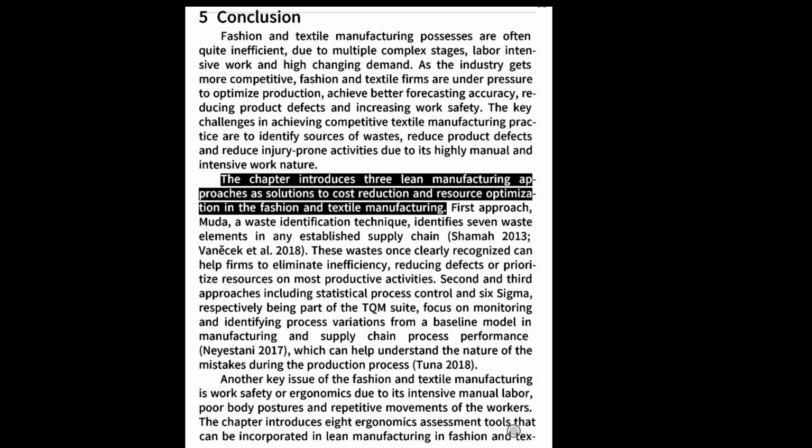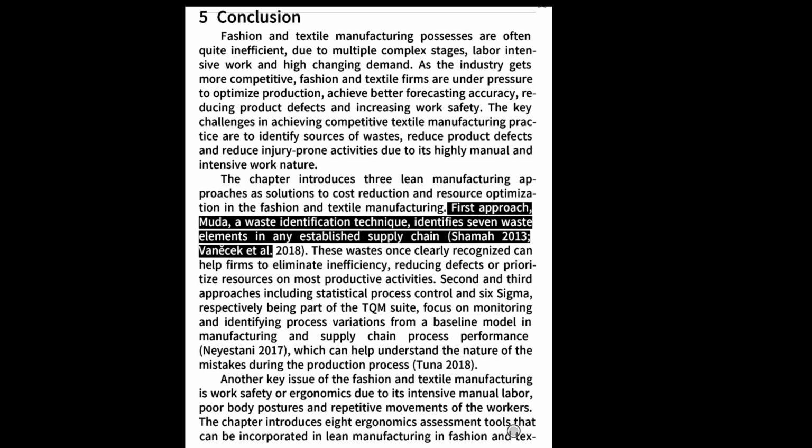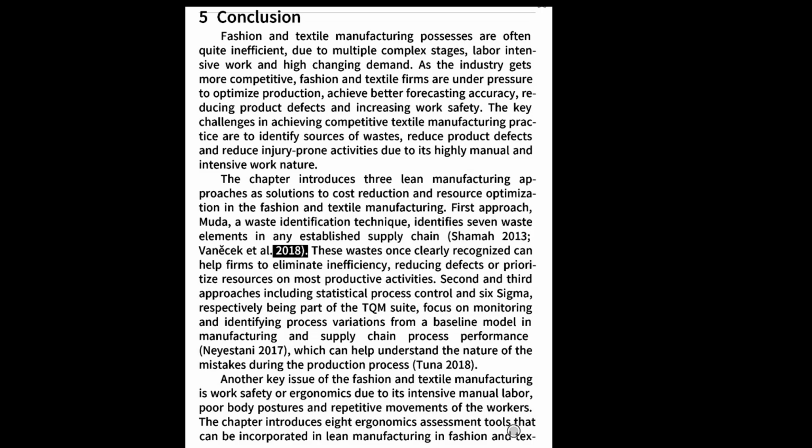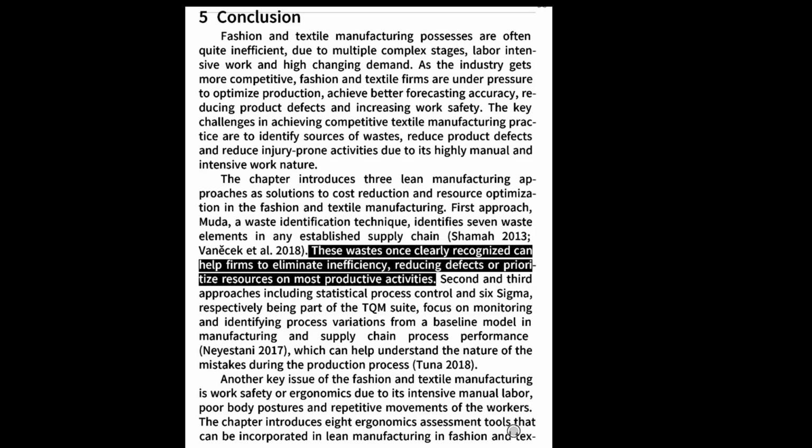The chapter introduces 3 lean manufacturing approaches as solutions to cost reduction and resource optimization in fashion and textile manufacturing. First approach, MILDA, a waste identification technique, identifies 7 waste elements in any established supply chain, Chama 2013, Vanesek et al. 2018. These wastes once clearly recognized can help firms to eliminate inefficiency, reducing defects or prioritize resources on most productive activities.